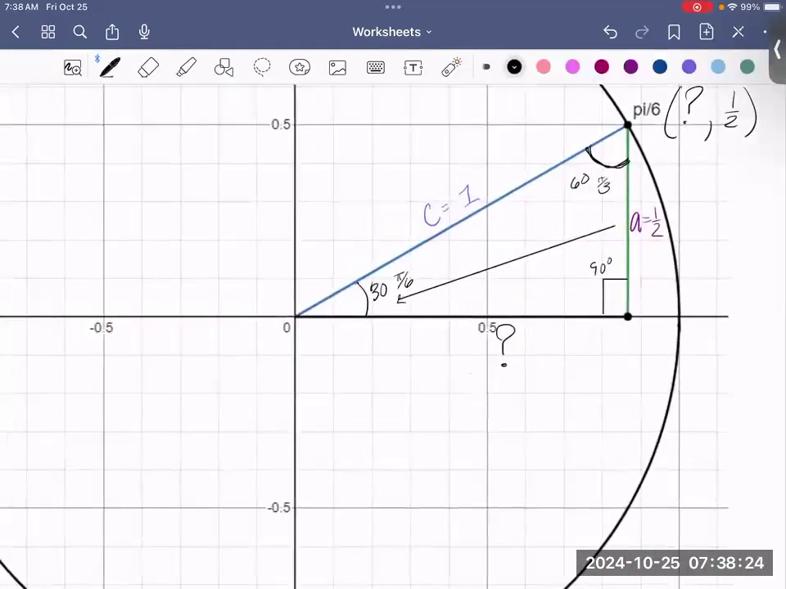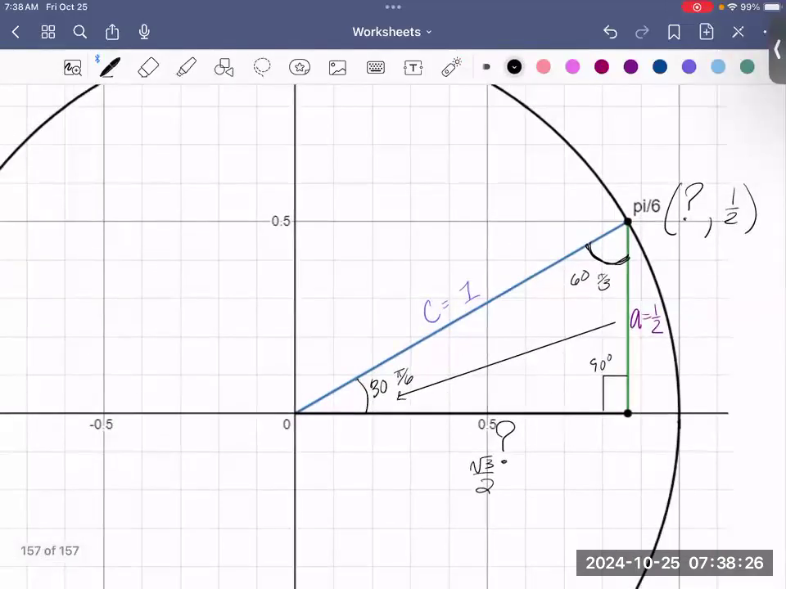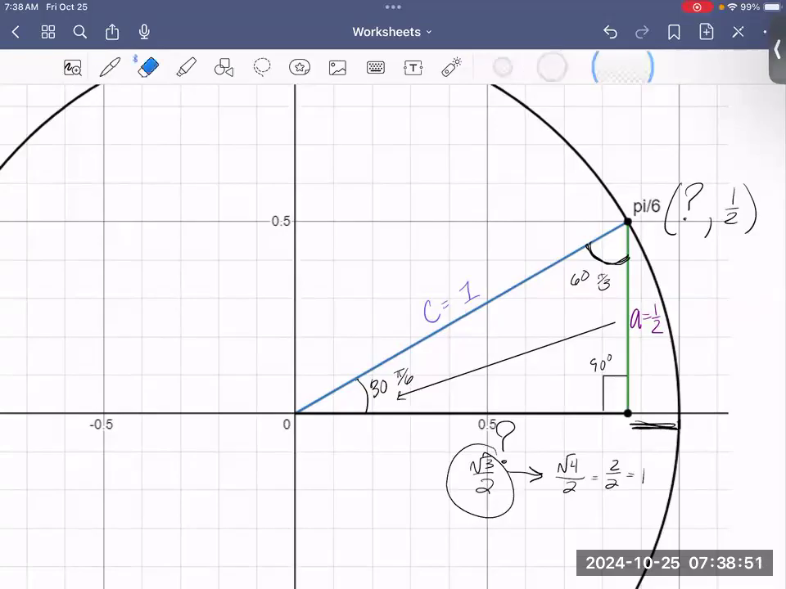So this should be root 3 over 2 for your x value, which should make a little bit of sense, because if it was the square root of 4 over 2, that would be 2 over 2, which is equal to 1. So this portion here is just an additional amount that we don't have. So root 3 over 2 is just less than 1, which we can see from your diagram over here.